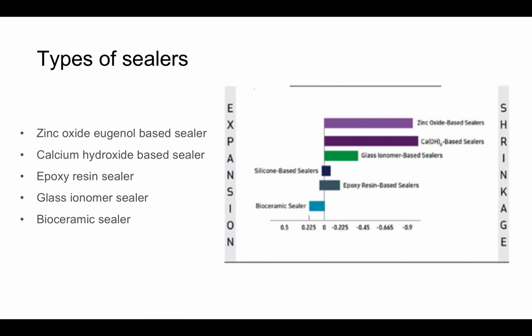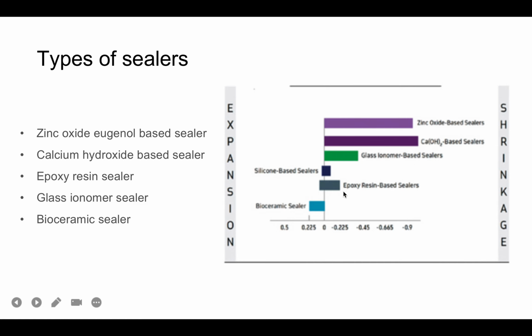The most famous types of sealer used nowadays are zinc oxide eugenol based sealer, calcium hydroxide based sealer, epoxy resin sealer or simply resin sealers, glass ionomer based sealer, and bioceramic sealers. Let's take a look at this graph for a second. On the left side, we'll talk about the expansion of the sealers, and on the right side we'll talk about the shrinkage of the sealer.